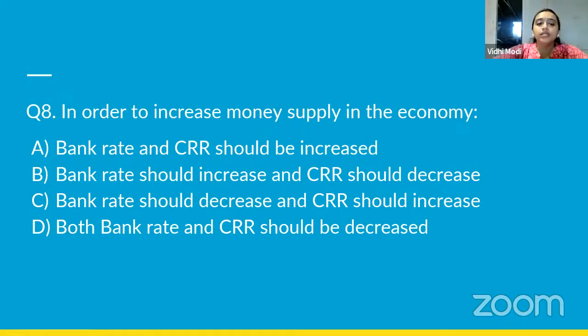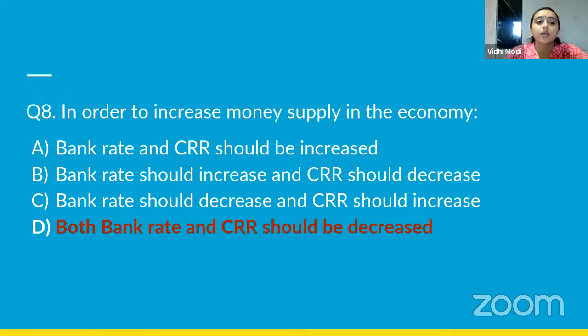Then we have, in order to increase money supply in the economy, bank rate and CRR should be increased; bank rate should increase and CRR should decrease; bank rate should decrease and CRR should increase; both bank rate and CRR should be decreased, right? Cash reserve ratio, what is it? It's a cash reserve which RBI mandates every bank to have. So naturally, if that is less and the bank rate is less, there would be increased money supply in the economy.